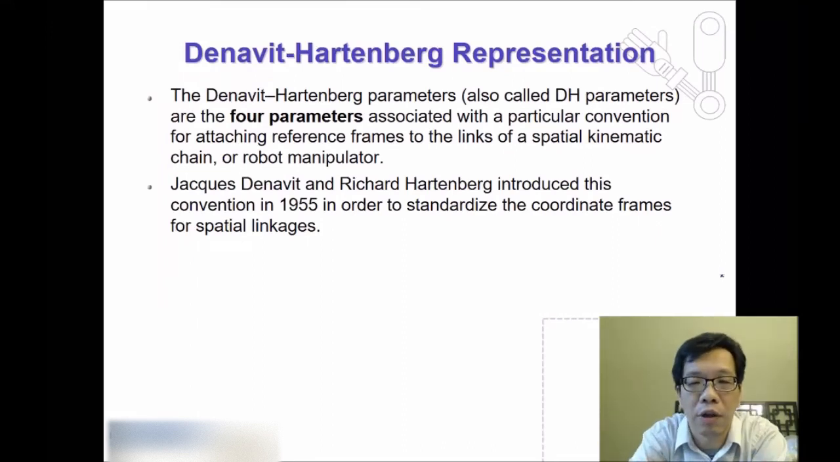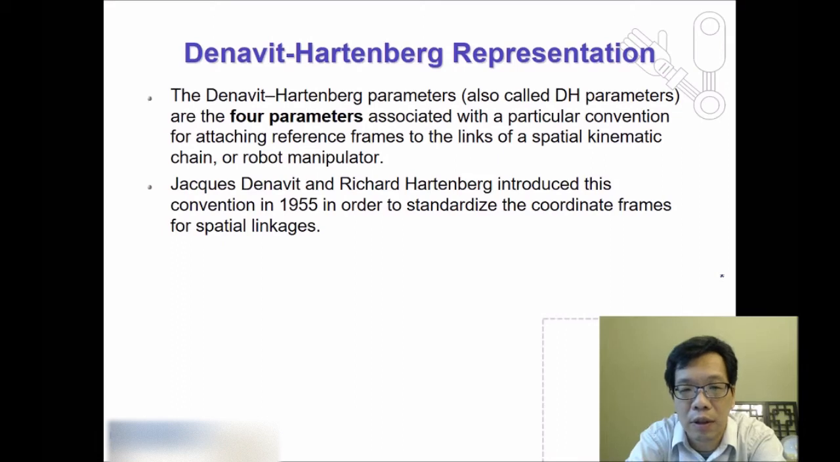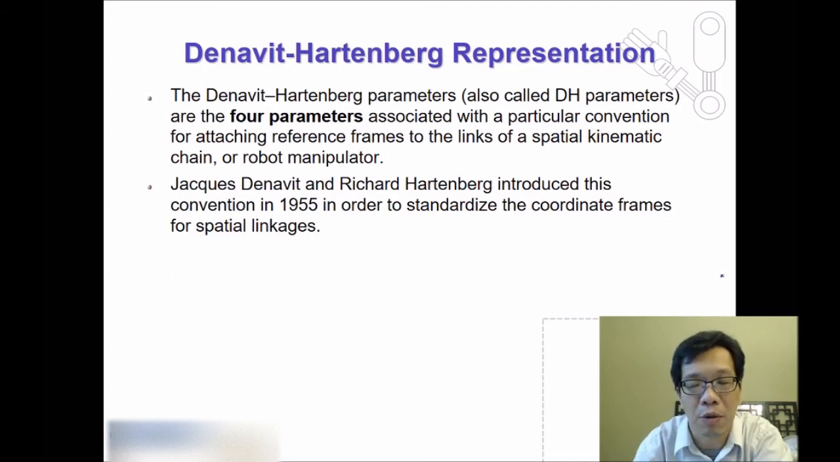Okay, now we're going to talk about a specific convention tool, Denavit-Hartenberg representation, that is going to explain how we can convert the transformation matrix from the zeroth joint to the end effector of the robotic device. So when we are using this specific method, there are four parameters we need to consider.